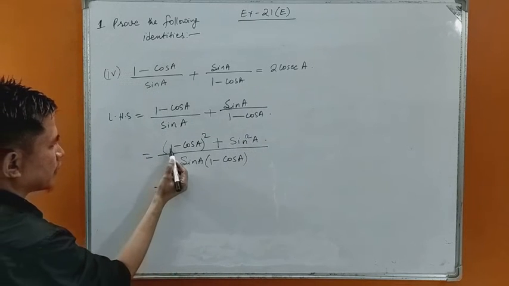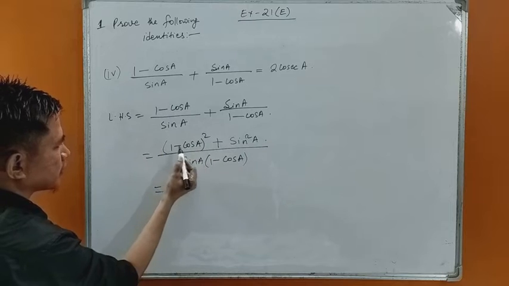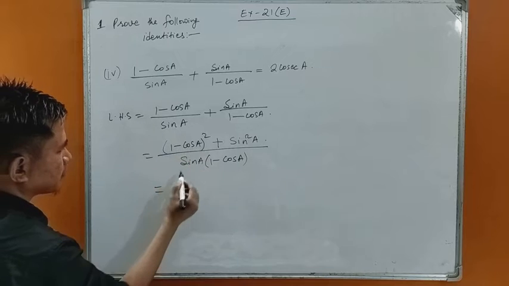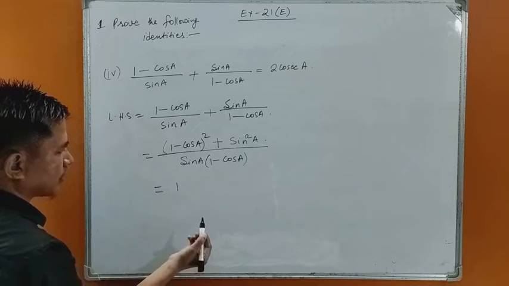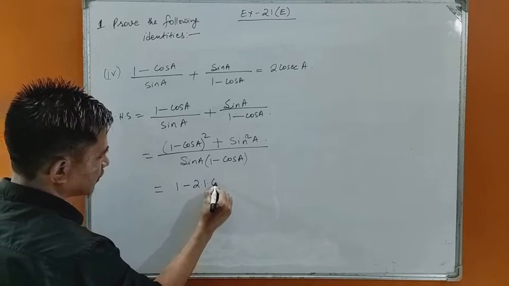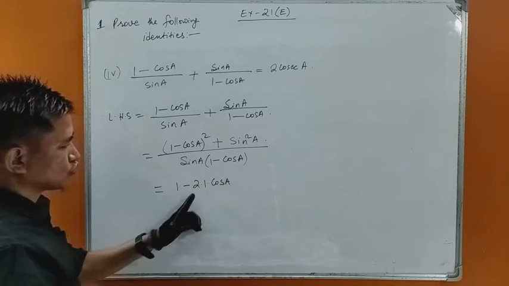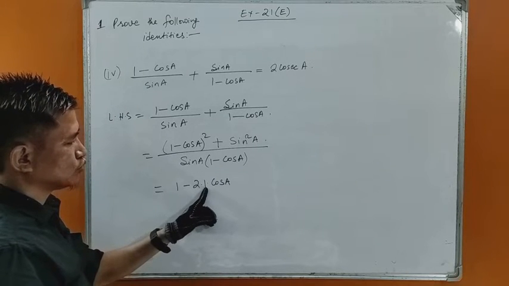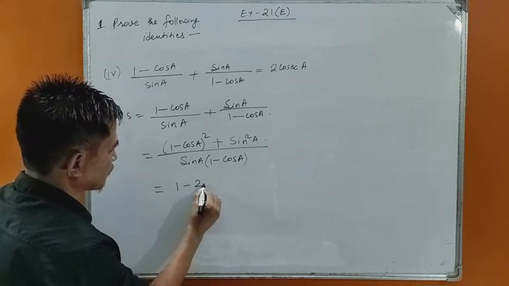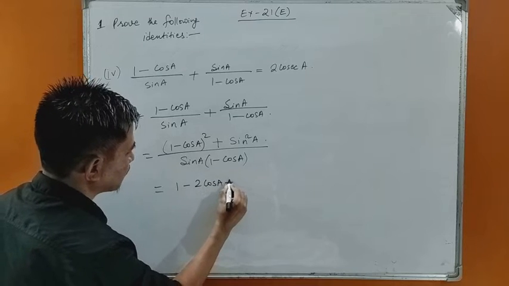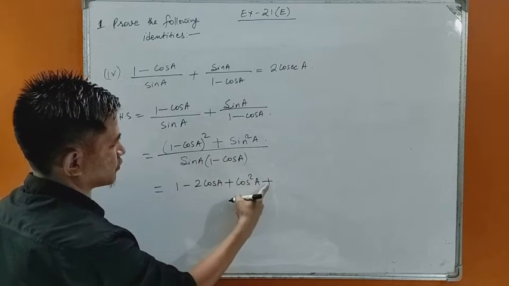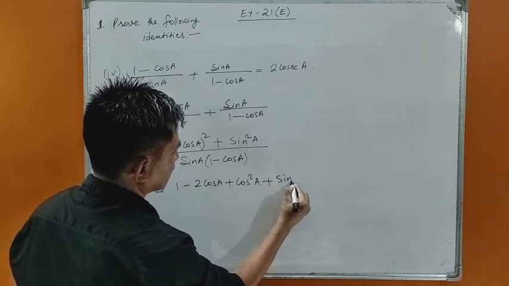Now here we have A minus B whole square, isn't it? Let us consider this one as A, cos A as B. A minus B whole square means A square, that is 1 square is 1, minus 2AB. 2AB, okay, let me write this. 2 into 1 is 2, B is cos A. So 2 cos A, isn't it? 2AB plus B square means cos square A, plus comes here. Now this is sin square A.